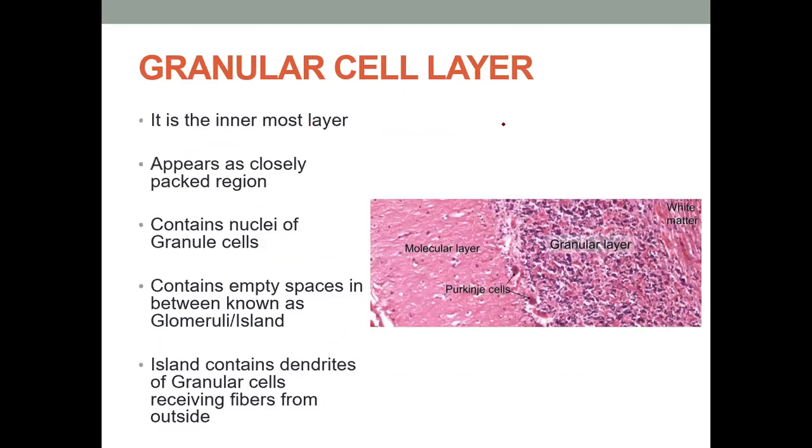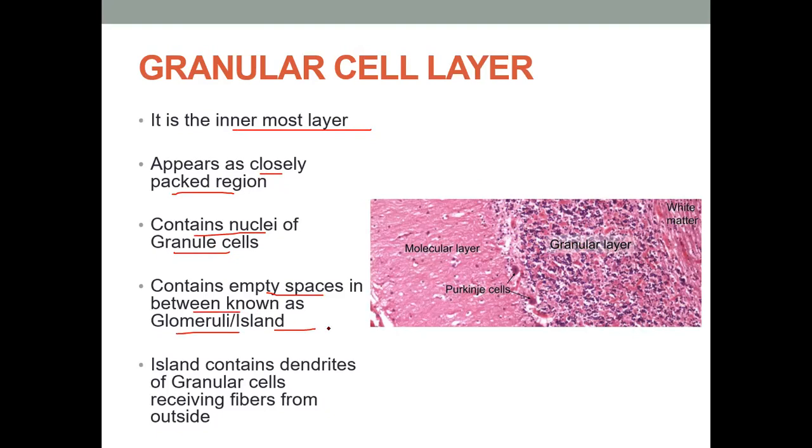When we talk about the granular cell layer, it's the innermost layer, as I told you earlier. Since it appears as a closely packed region, it gives a very darkly stained area, because the granular cells are also darkly stained, due to a larger nucleus compared to the amount of cytoplasm. So it contains the nuclei of the granular cells, and it contains empty spaces in between those cells.